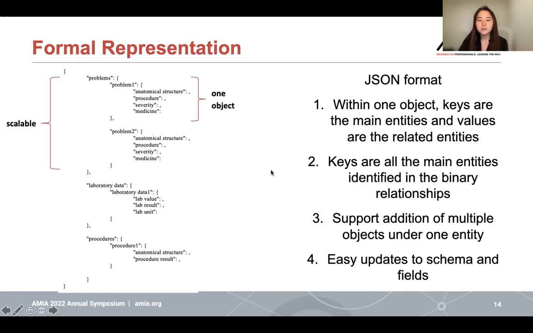All binary relationships identified should be represented in the formal representation, where the entities listed in the column main entity from the previous table should be the keys of the JSON. The decision of using JSON came from its scalability and the ability to add multiple objects under one entity on a need basis, as some clinical trials may need to list, for example, multiple problems. If the eligibility criteria gets long, the fields and the schema can be easily updated here.